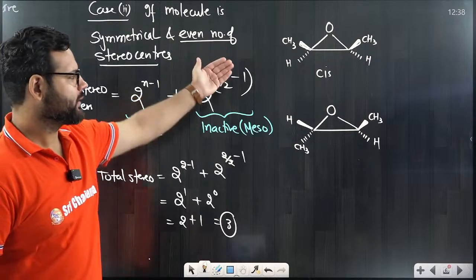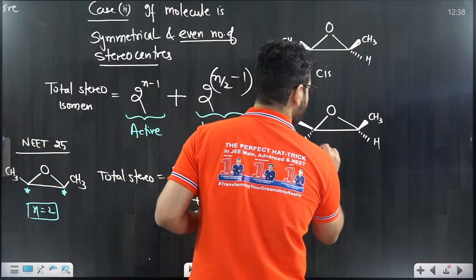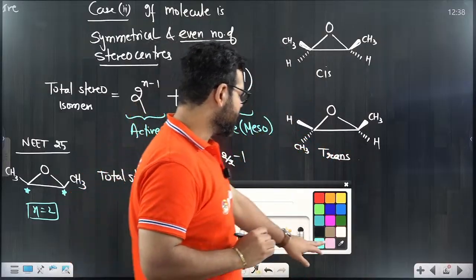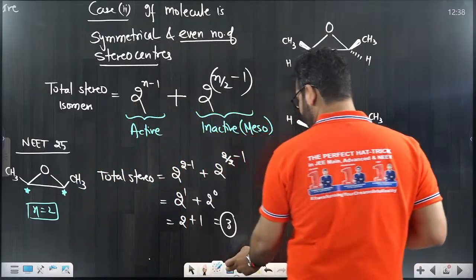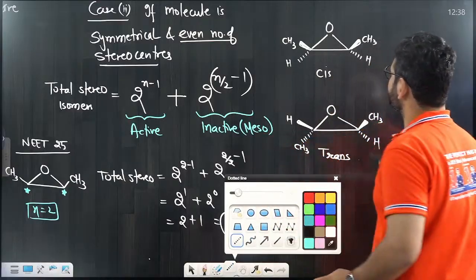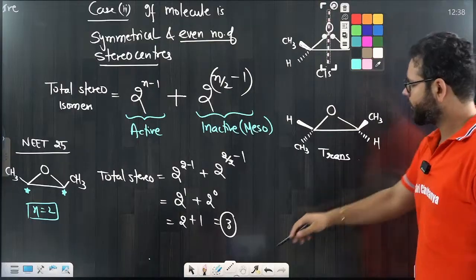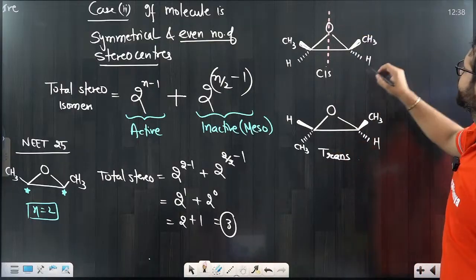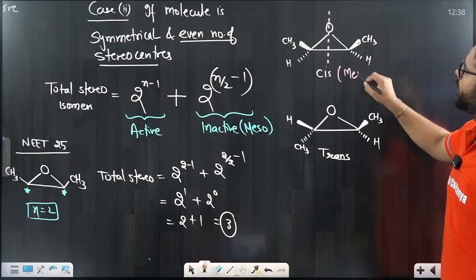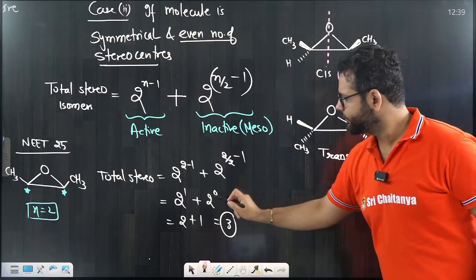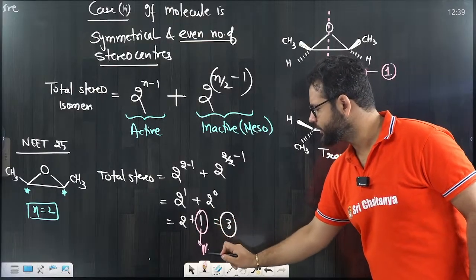Okay, cis and trans, cis and trans. Now, if I look at cis, am I able to cut it into two equal halves? The cis part, yes sir, I can cut it like this. So cis is an optically inactive compound. It is a meso compound. So one meso compound, which is this. This is meso. This is cis.